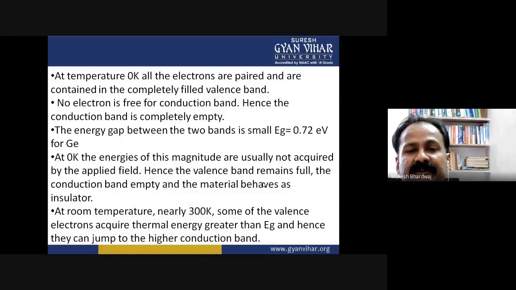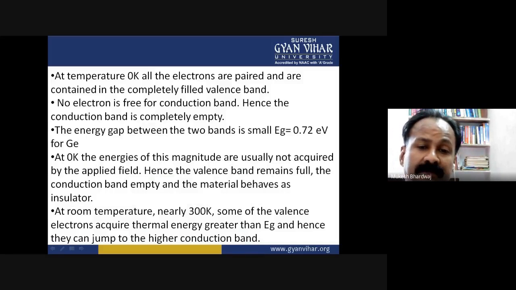The energy gap between the two bands is small. For example, the energy band gap between the two bands is 0.72 electron volt for germanium. At 0 Kelvin, energies of this magnitude are usually not acquired from the applied field. Hence, the valence band remains full, the conduction band empty, and the material behaves as an insulator.